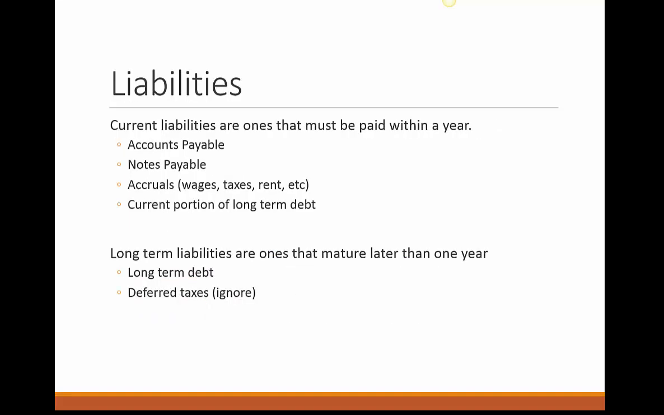For liabilities, we again have two main categories: the current liabilities, which must be paid within a year, and the long-term liabilities, which will be paid later. Typical examples of current liabilities are accounts payable, which represents items that we've bought but not yet paid for, notes payable, which are short-term loans, accruals, which represent expenses we have incurred but have not yet paid for, and any portion of our long-term debt that is due in the next year.